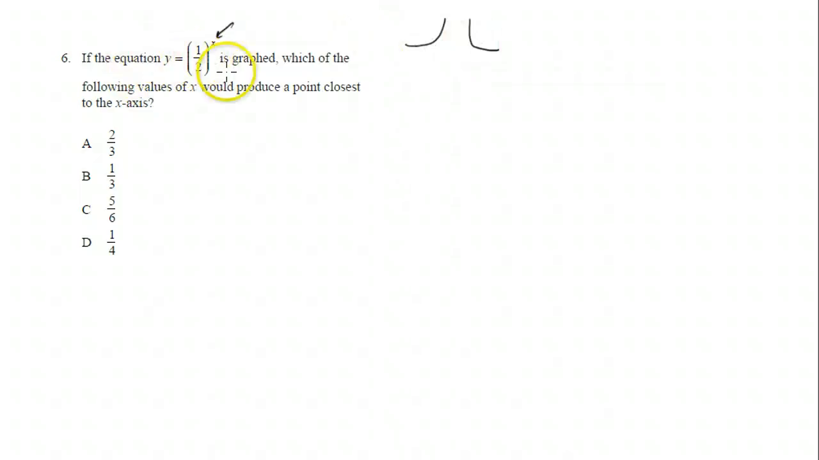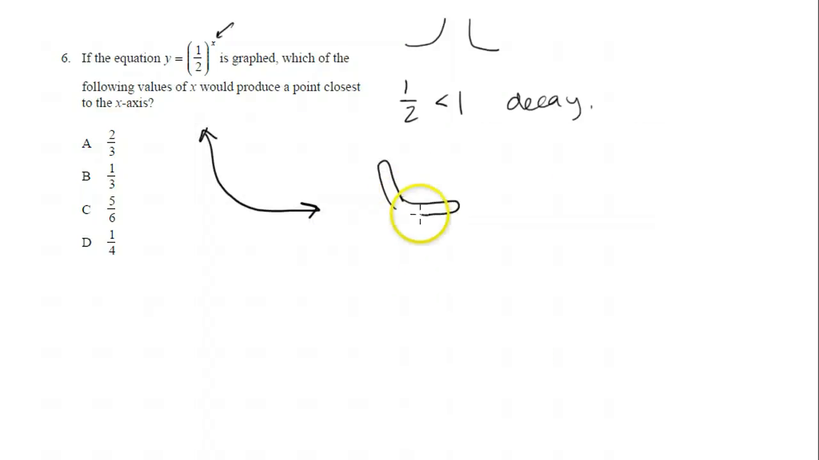Well, it depends on if it's growth or decay. And since 1/2 is smaller than 1, then we know it must be decay. So that tells us the shape of our graph is actually going to be like this. Right? Remember, it's the shape of your left hand. So it's going to have that shape.